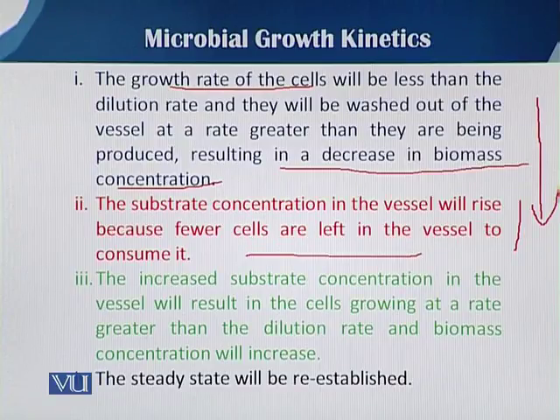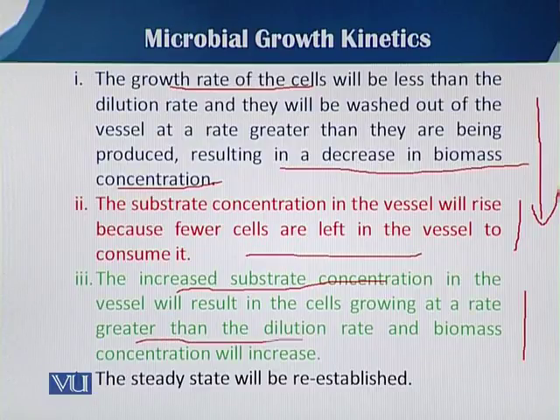So in the first condition, when there is a washing out and then a decrease in biomass concentration while the dilution rate is the same, what happens? Then the greater availability of the substrate leads to a higher specific growth rate. With the higher substrate concentration in the vessel, the cells grow at a higher rate than the dilution rate. So the biomass concentration inside the fermentor increases. This is the third situation, which occurs as a result of the first one.